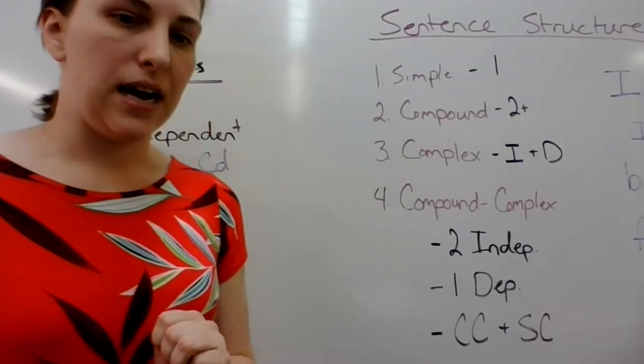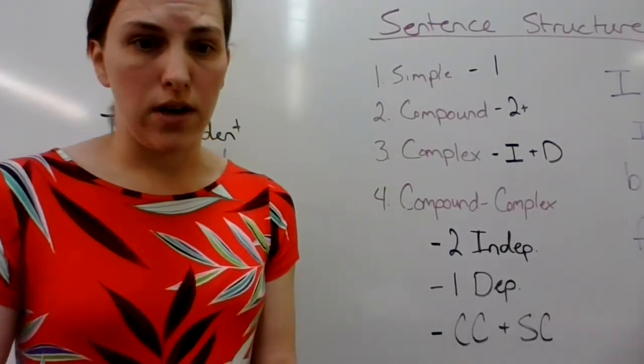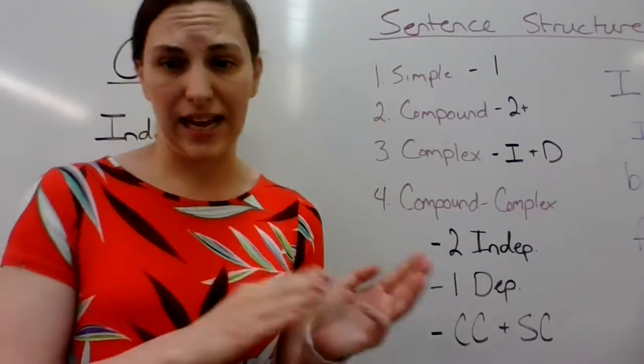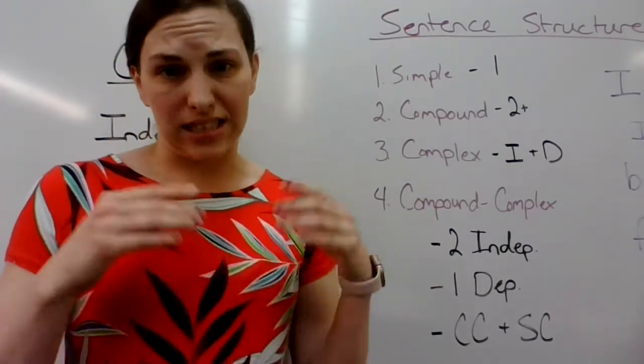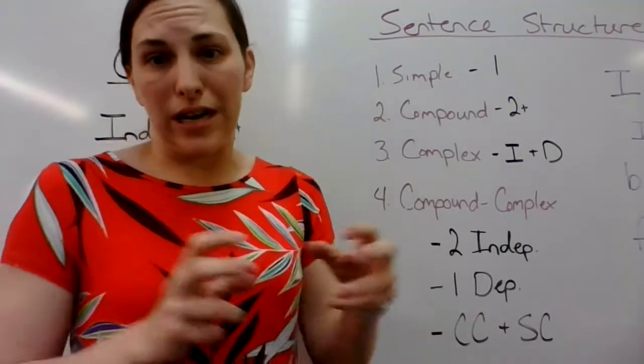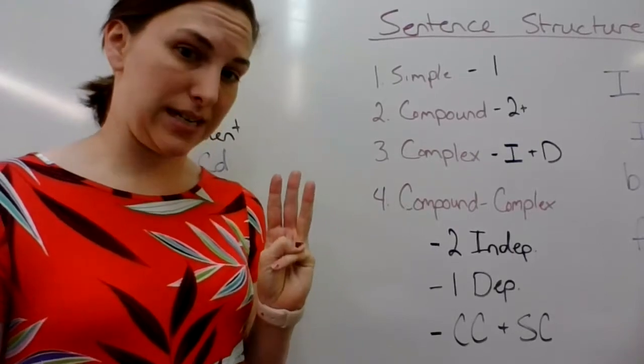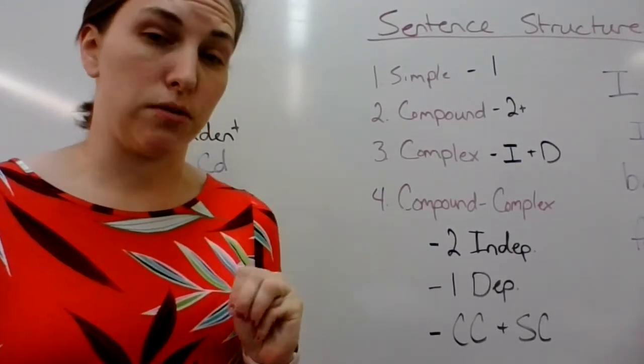Okay, and so that's really just what you're looking for. You're looking for the two types of conjunctions, coordinating and subordinating, and the subjects and verbs that go in each clause. So you have three separate subjects and verbs in your sentence.